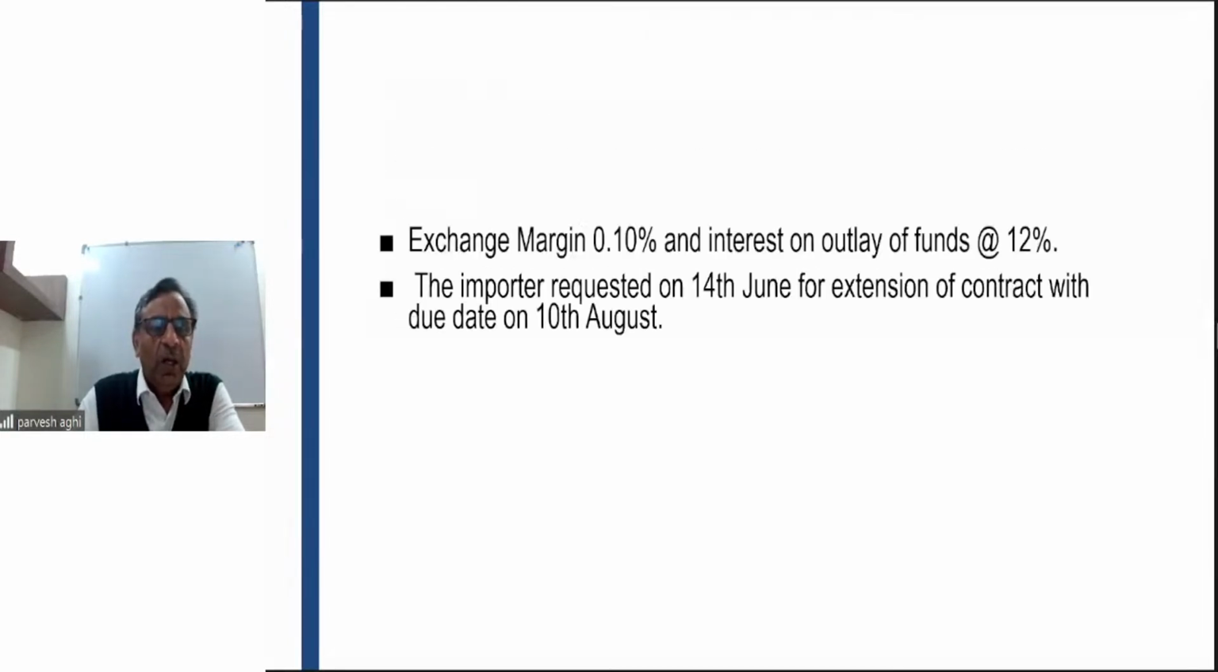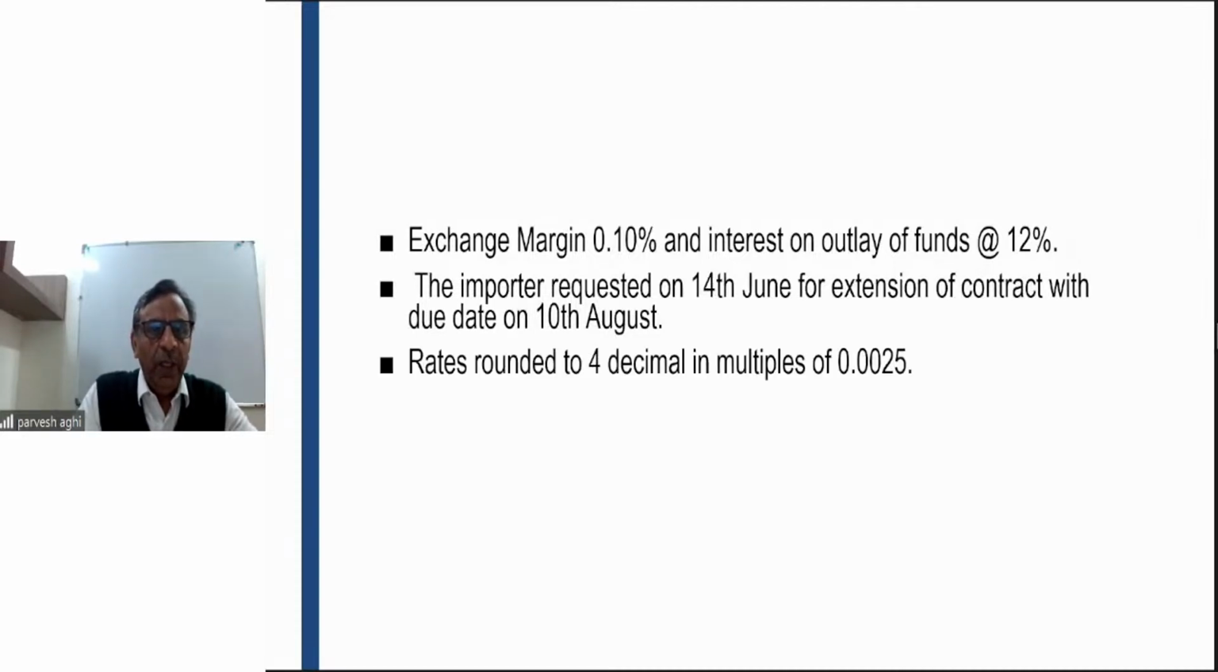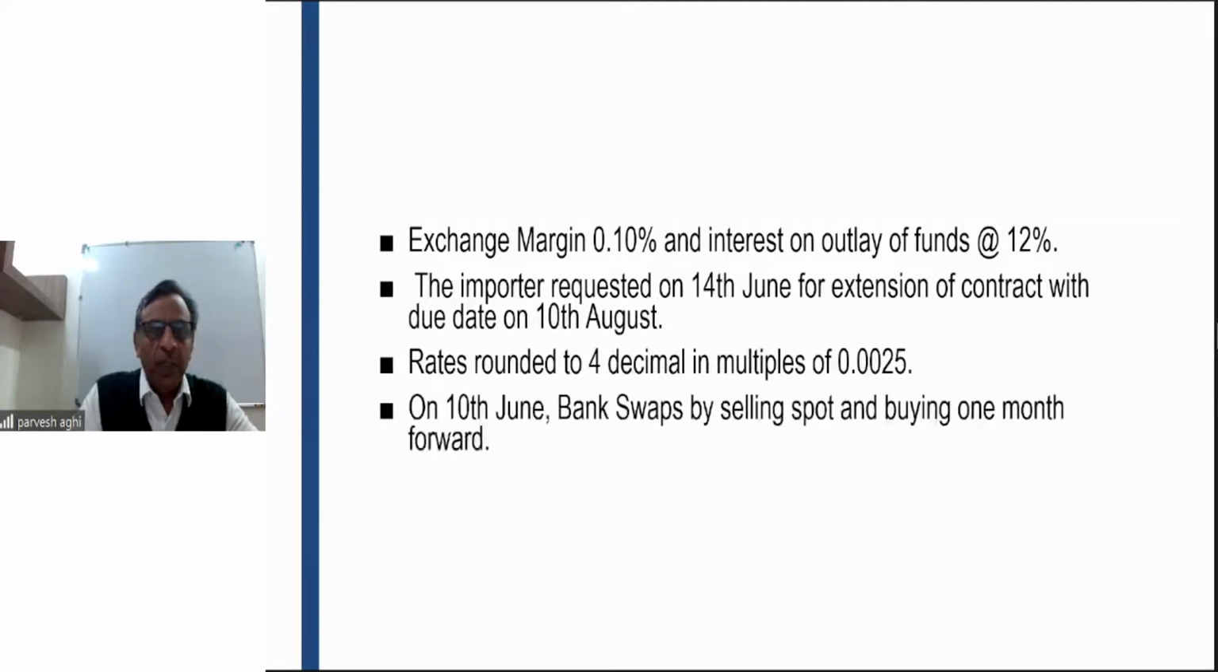Let's talk about them. Exchange margin of 0.10% and interest on outlay of funds at the rate of 12%. So the exchange margin which the bank is going to charge is 0.10%, and interest on outlay of funds is going to be 12%. The importer requested on 14th June, so he comes after the 3 days are over, for extension of the contract with the due date on 10th August. The FEDAI rule says that the contract needs to be automatically cancelled on 13th. So he is late by 1 day. Anyway, rates are to be rounded off to 4 decimal places.